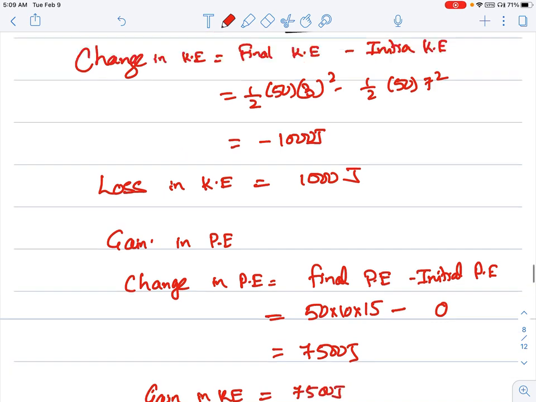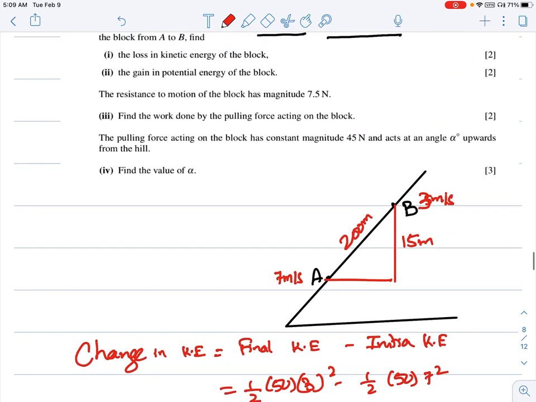Now the pulling force on the block has a magnitude of 45 newtons, acting at an angle alpha up the hill. Find the value of alpha, that is for the fourth part. For the third part, the resistance to the motion of the block is 7.5 newtons.